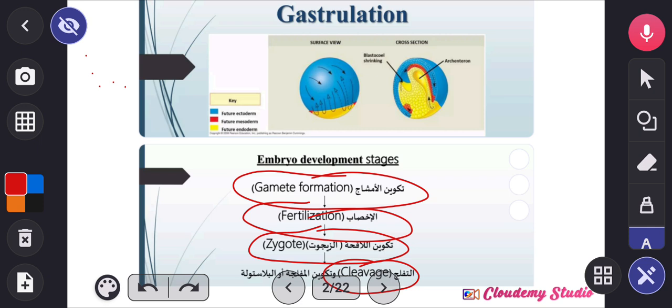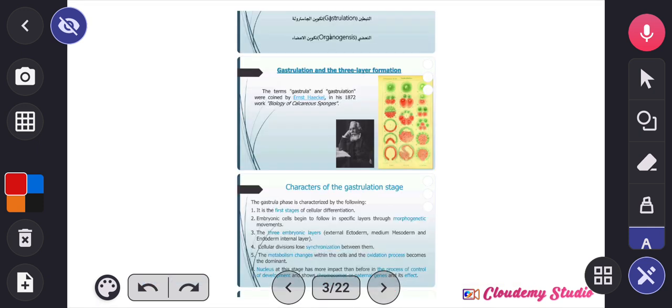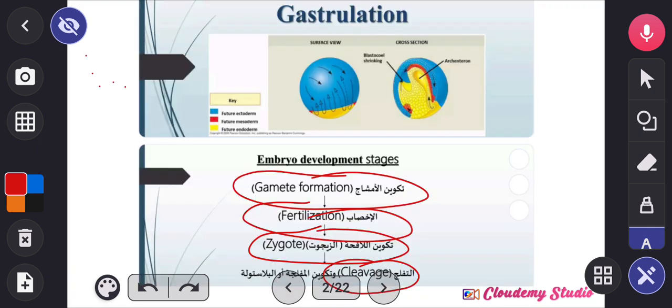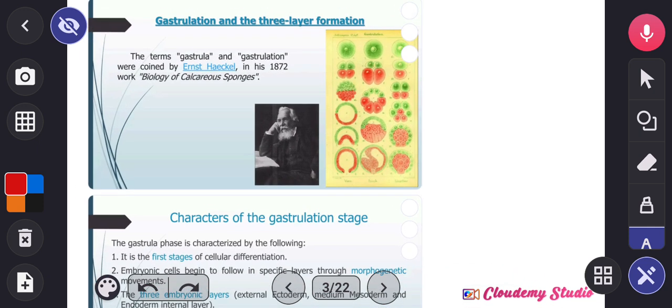You understand? Now, like I said, a cleavage is a peculiar type of cell division that involves the division of the cell without the growth of itself, which means the number of cells increases, but the size of the cell does not increase. The number of nuclei increases, but the amount of nuclear material per nucleus remains the same. All these things we have actually explained in one of our previous videos. So the word gastrula and gastrulation was coined by Ernst Haeckel in the year 1872, and it means the formation of guts. That is what gastrulation means.